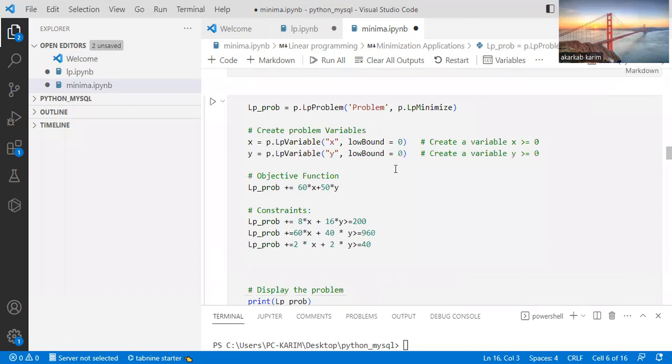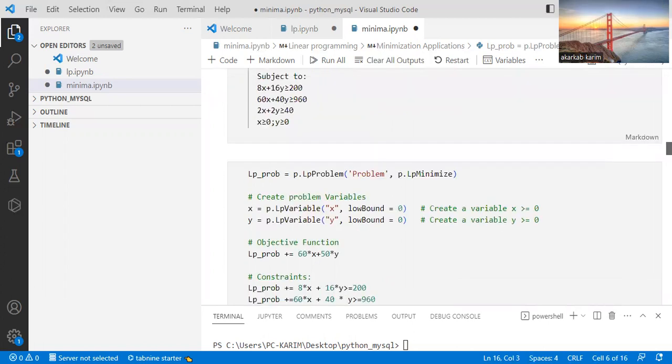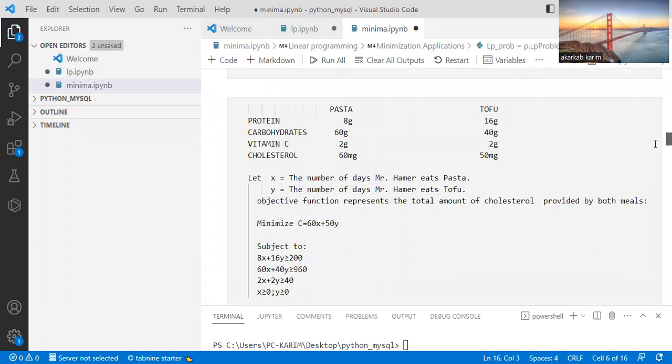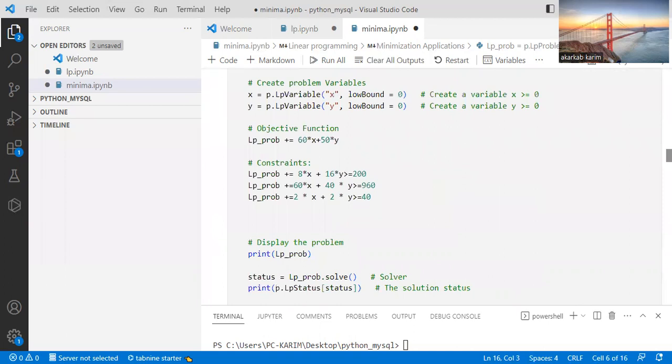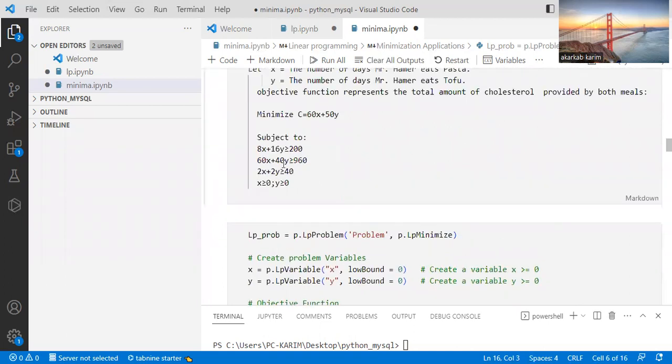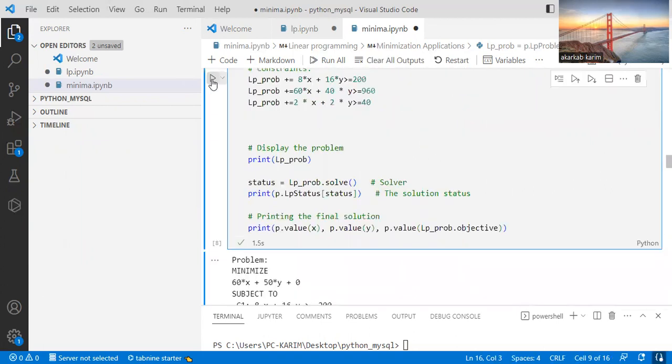Well, we write our model here. This is our objective function. We first create the two variables x and y, and we also create our objective function, which is to minimize the cholesterol. We also create our constraints here, as we see. Well, I apply my solver.